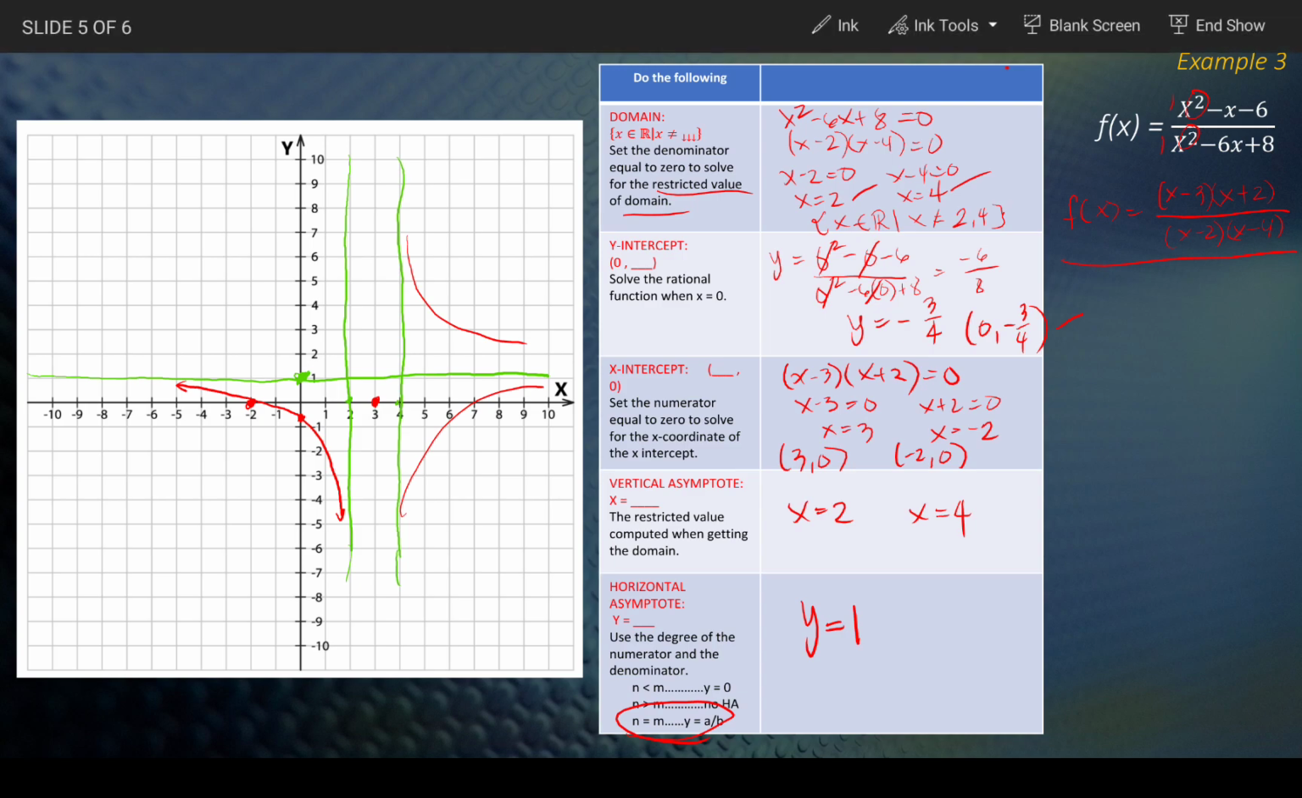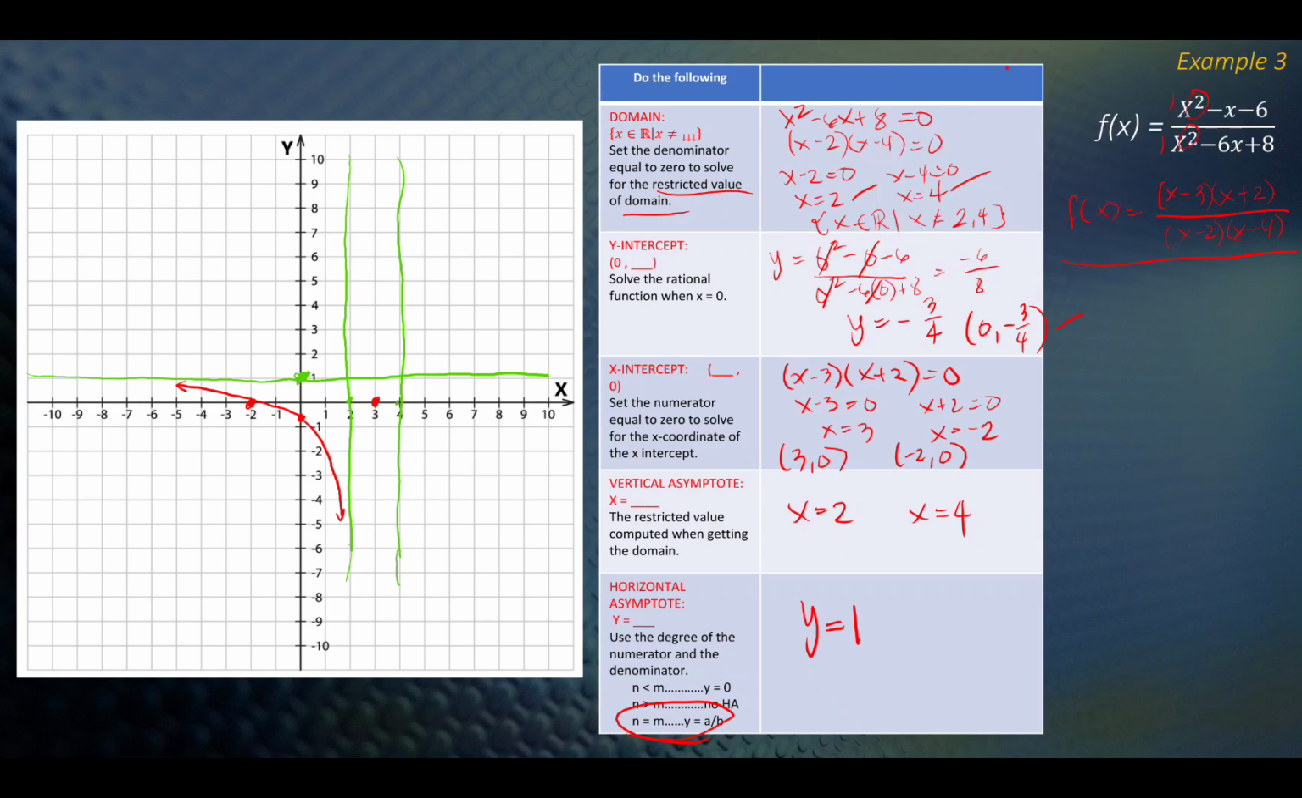Kailangan lang natin mag-test ng value. So, burahin natin yung ating tinry. Kailangan lang natin mag-test ng value. So, for this one, we can use x equals 5 kasi nandiyan siya sa may right side. So, we can compute for x equals 5.